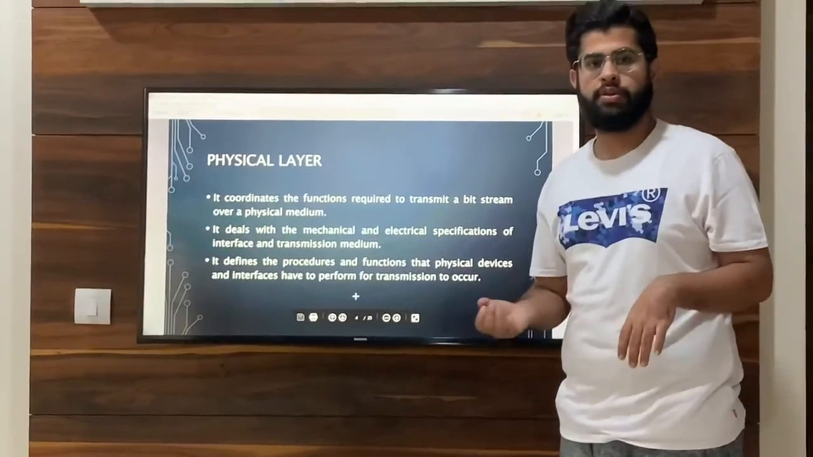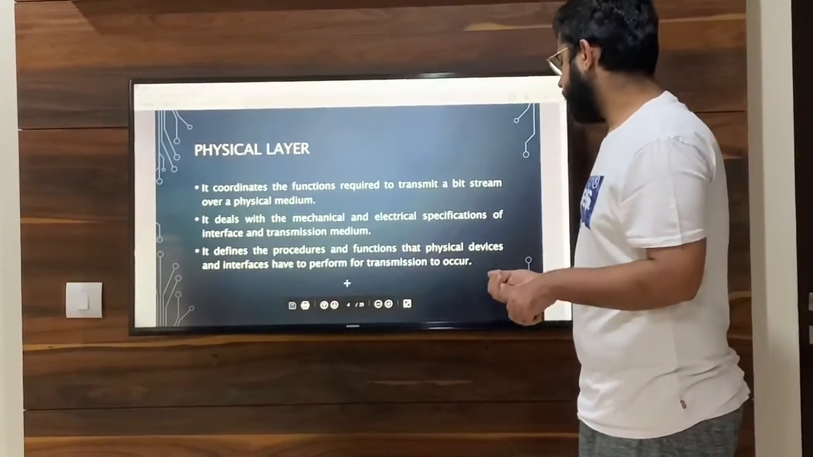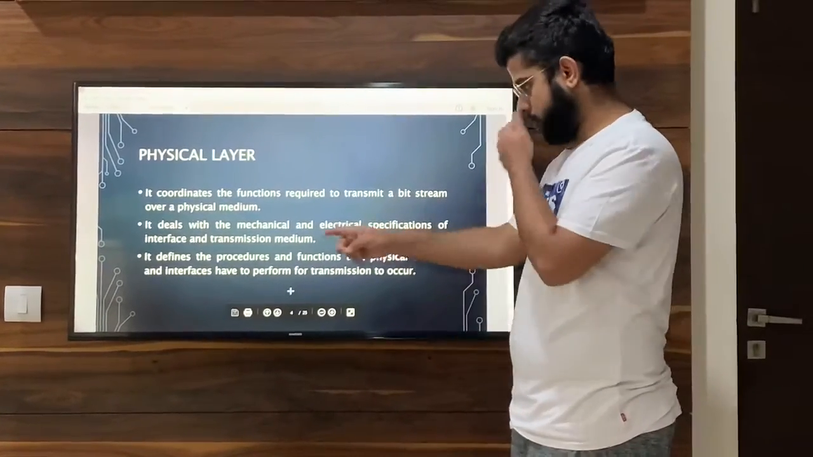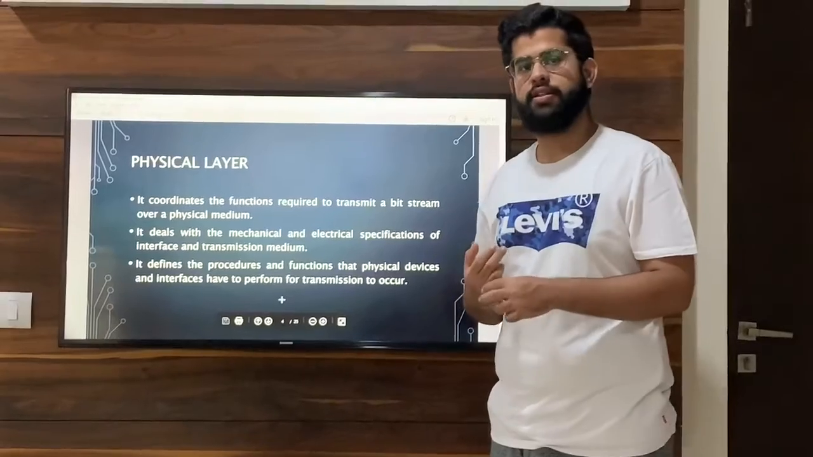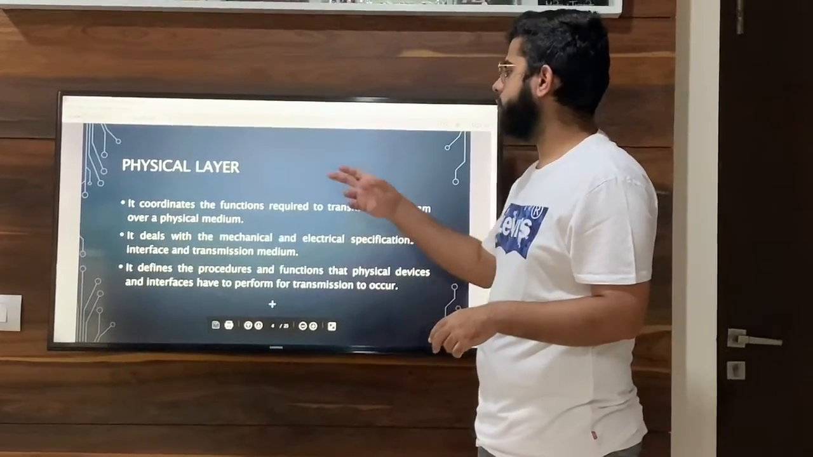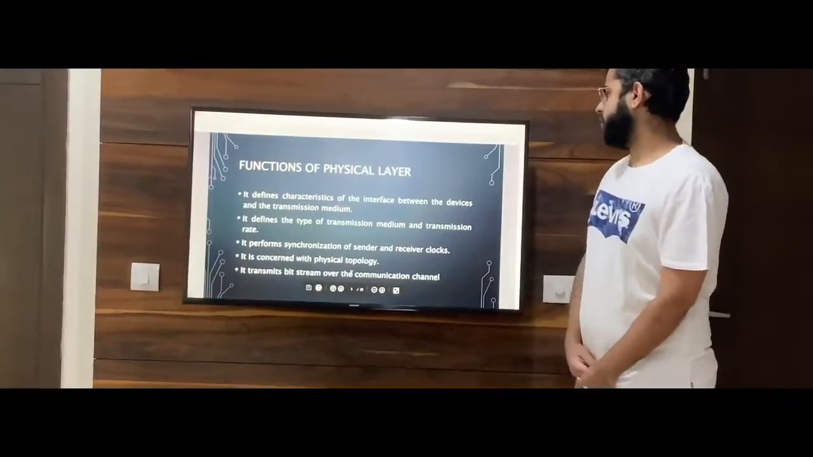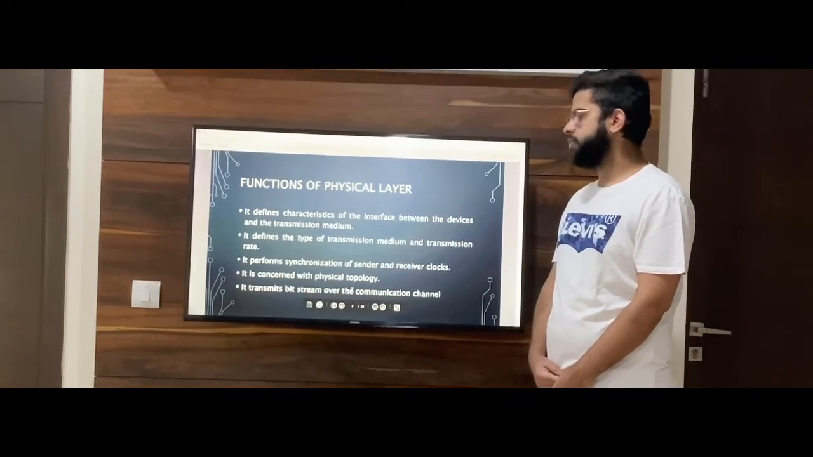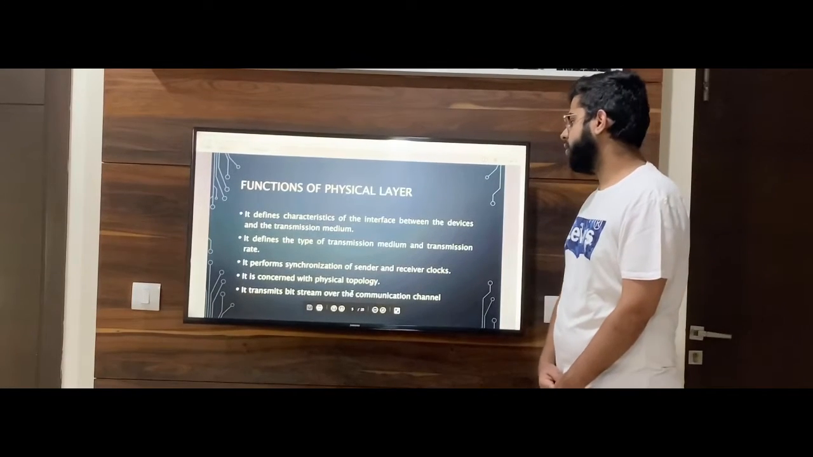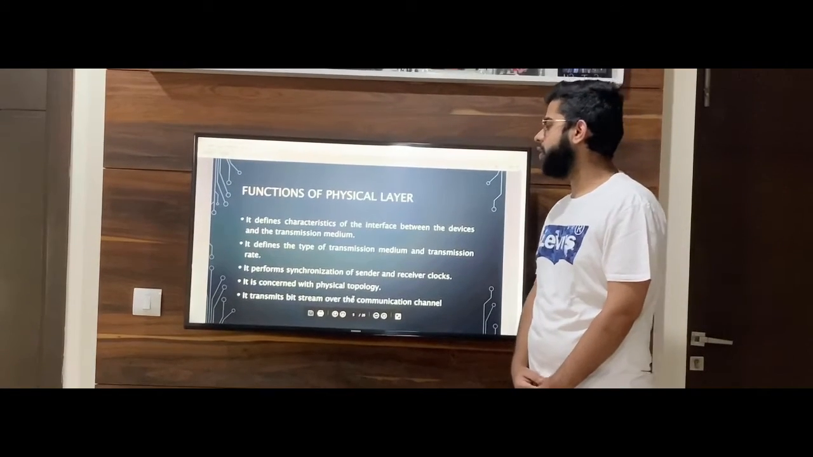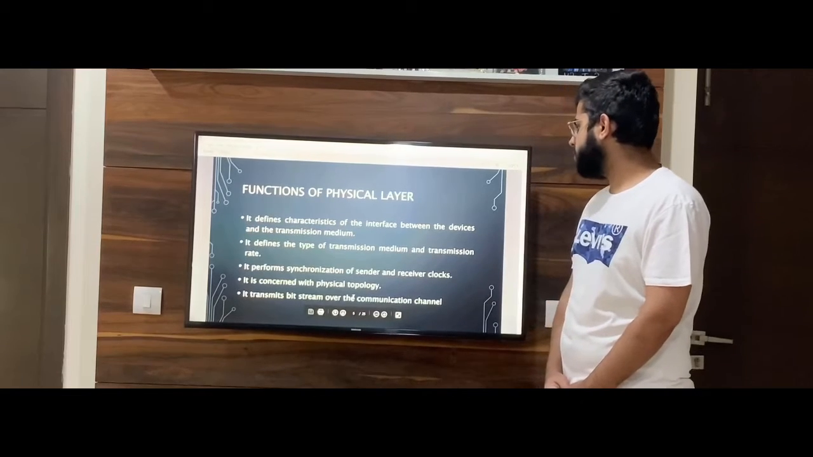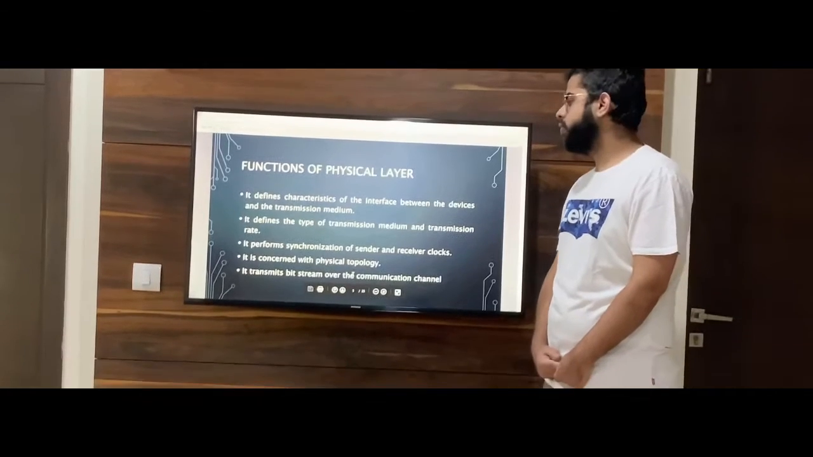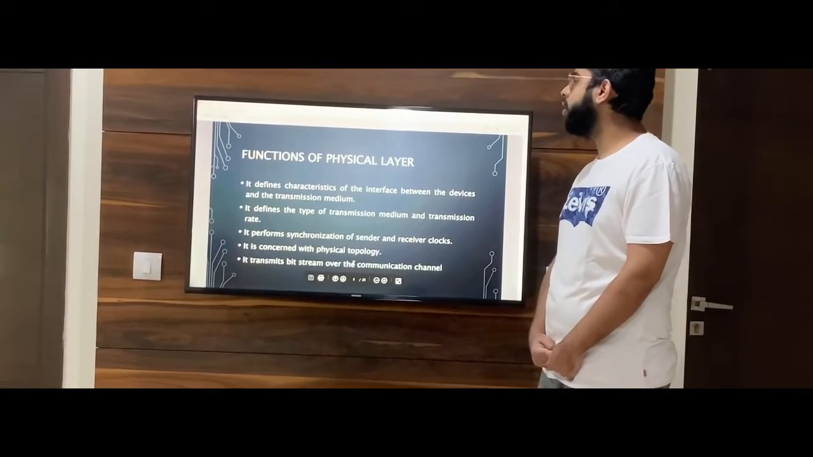So the transmission of data has to occur through the physical layer, and all the procedures and functions of the physical devices and the interfaces are under the physical layer. Here it defines the characteristics of the interface between the devices and the transmission medium. So basically the transmission medium and the interface between the devices are defined under the physical layer. It defines the type of transmission medium and the transmission rate. So the rate and speed at which the data is transmitted is under the physical layer.